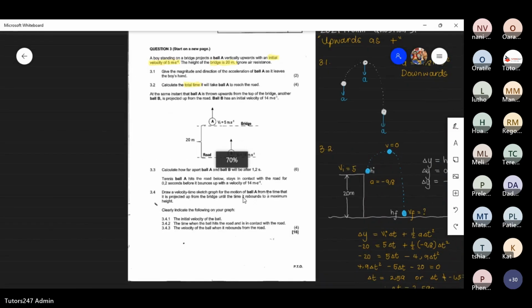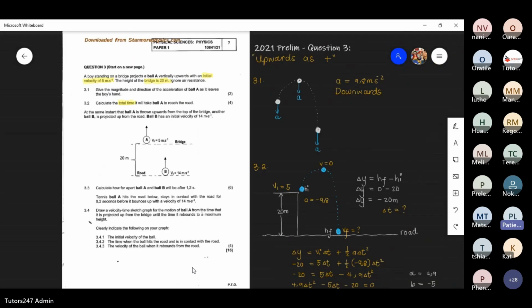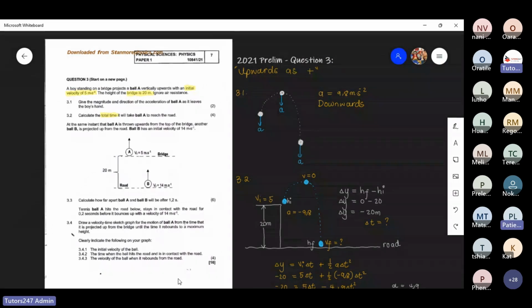I didn't get to see question 3.1 because I had network problems. Can you please go back to it quickly? So question 3.1 sometimes pops up and it's usually 1 or 2 marks. It's always just to state what's the direction of acceleration or what's the direction of the net force. Keep in mind, it's always going to be down.